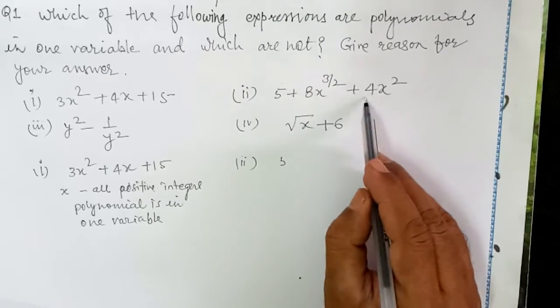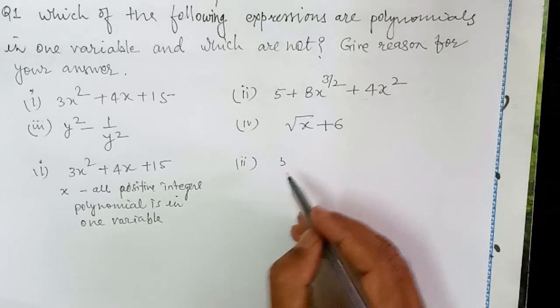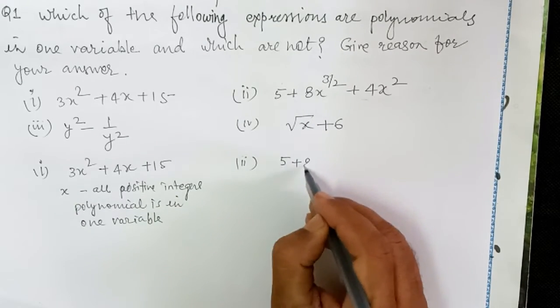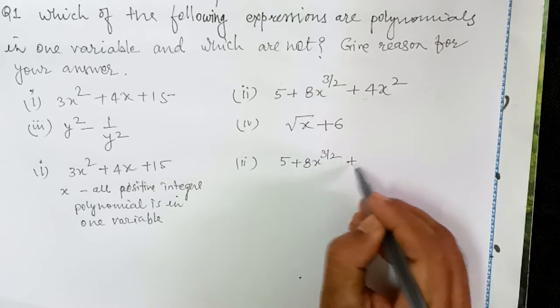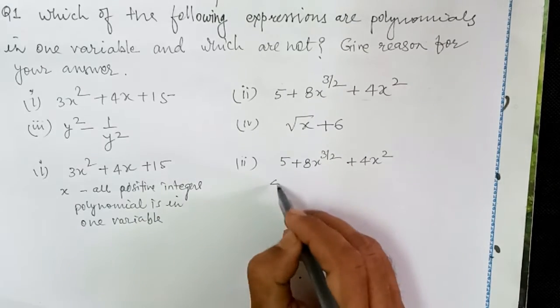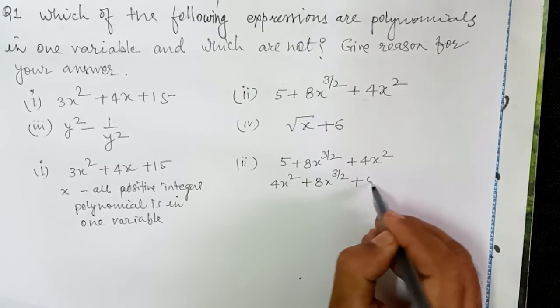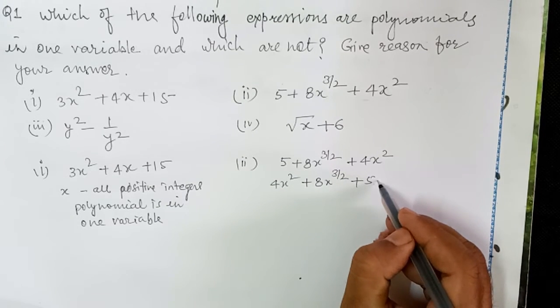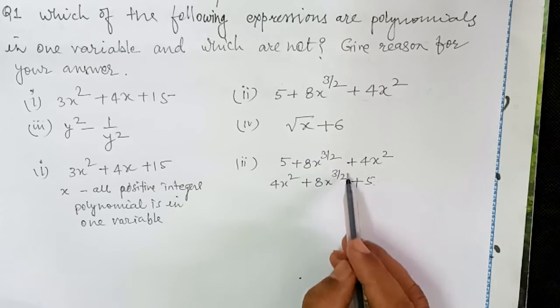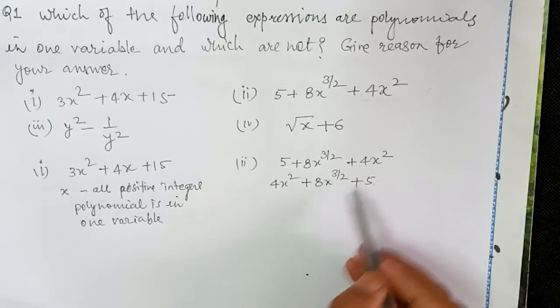Now first what we have to do, we have to arrange it in the highest power. 5 x raised to the power 3 by 2 plus 4x square. So 4x square plus 8x raised to the power 3 by 2 plus 5. Here 5 is x to the power 0. It is 3 by 2, which means 1.5.